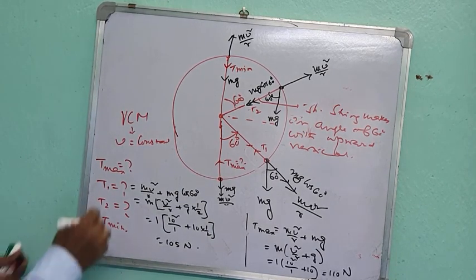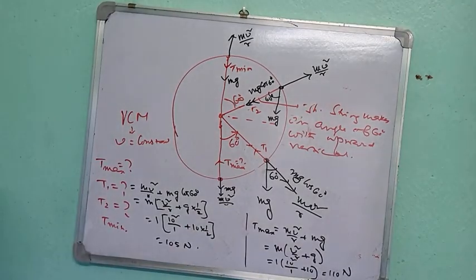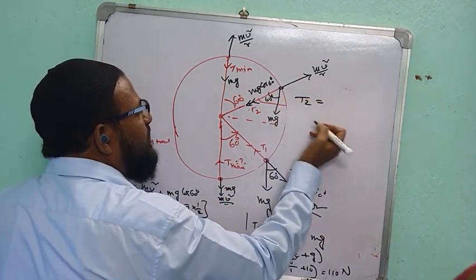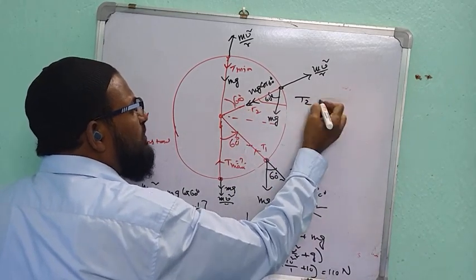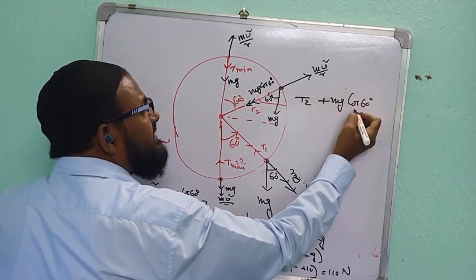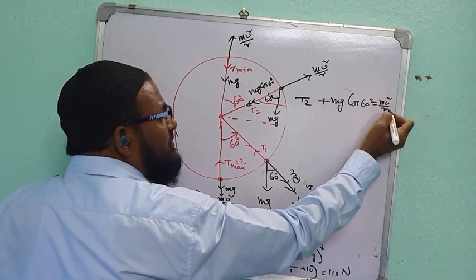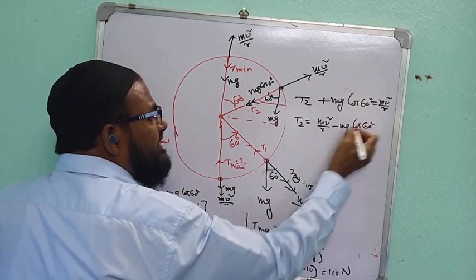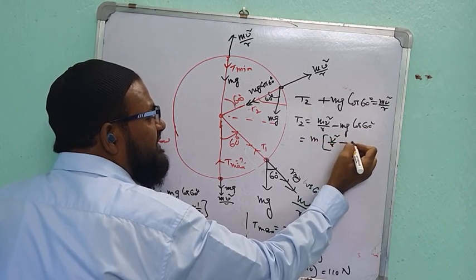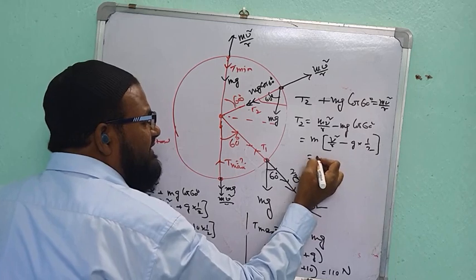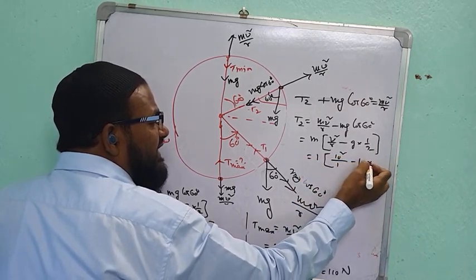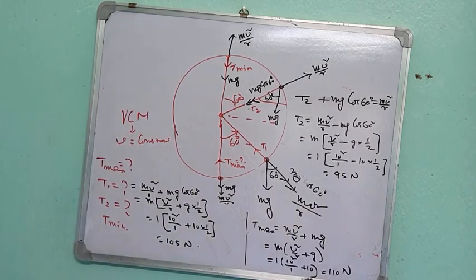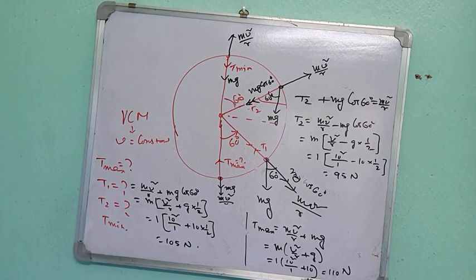T1. Now come here, T2. What is T2 from the figure? I am deleting this portion. Please see. This is T2. T2 plus mg cos 60 degree equal to mv squared by r. So T2 is mv squared by r minus mg cos 60 degree. Take common m. This is v squared, this is g, this is half. This is 1, this is 10 squared, this is 10. This is 100, this is minus 5. 95 newton. Please write down. T2.